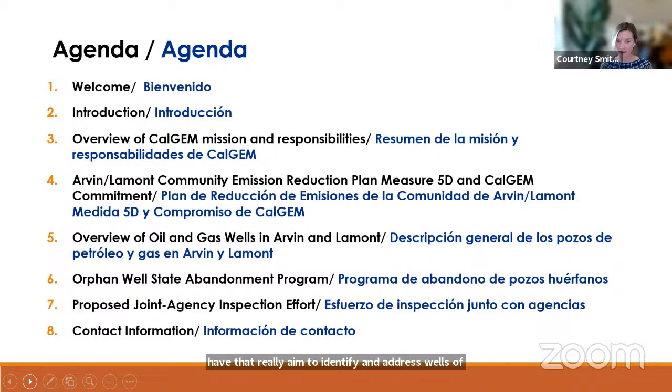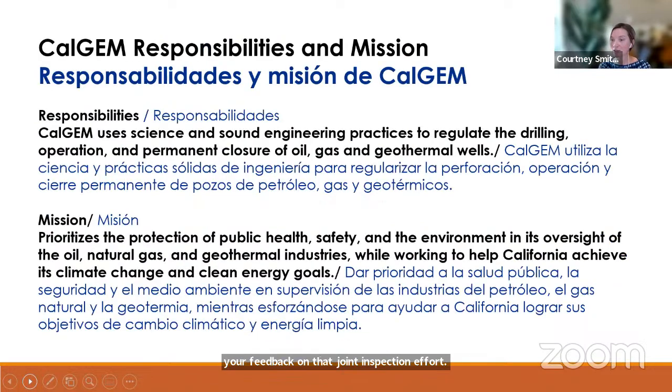This includes our state abandonment program. It includes our inspection program for this part of the state. And as part of that effort, we want to share with you all a joint inspection plan that we, CalGEM, as well as our colleagues at the Air Resources Board and the Air District are proposing. And we really want to get your feedback on that joint inspection effort. So with that, maybe we can move to the next slide and jump right in because there is a lot to cover.